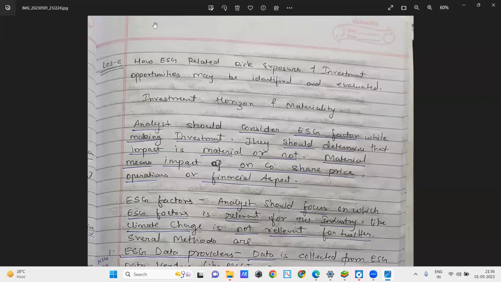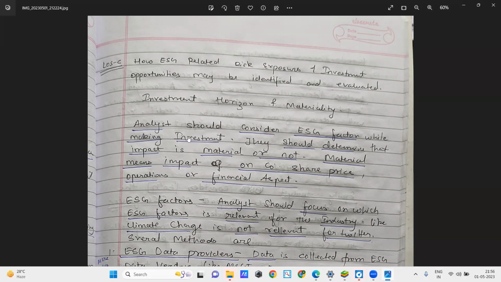This LOS is very important. Most of the questions will come from this LOS. How ESG relates to risk exposure and investment opportunities may be identified and evaluated. Investment horizon and materiality: analysts should consider ESG factors while making investments.